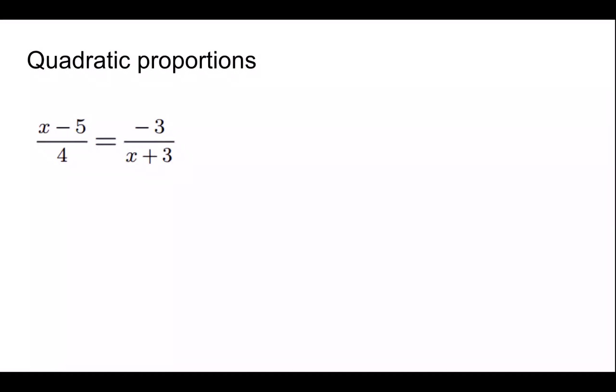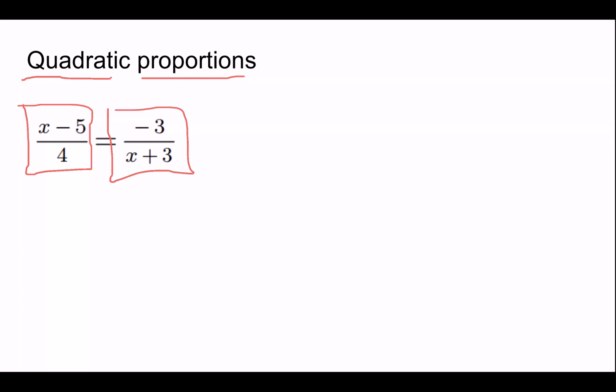Okay, so the first thing we're going to talk about today is quadratic proportions. At the top of your notes, if you just want to label this quadratic proportions. The reason why this is a quadratic proportion is because it's a proportion with two fractions that are equal, and it's quadratic because when we multiply these things together, we're going to end up getting a quadratic.